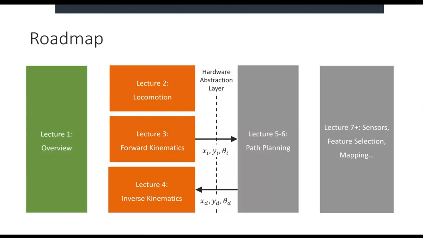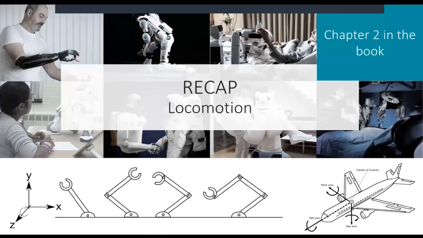And so once we do that, we'll move on to inverse kinematics, which is the inverse problem: I have a place I want my robot to be. What are the joint values that would get me there? So, a very brief recap of locomotion from last week.